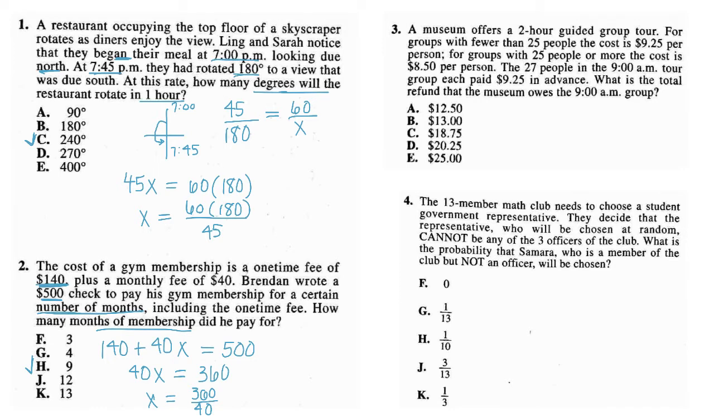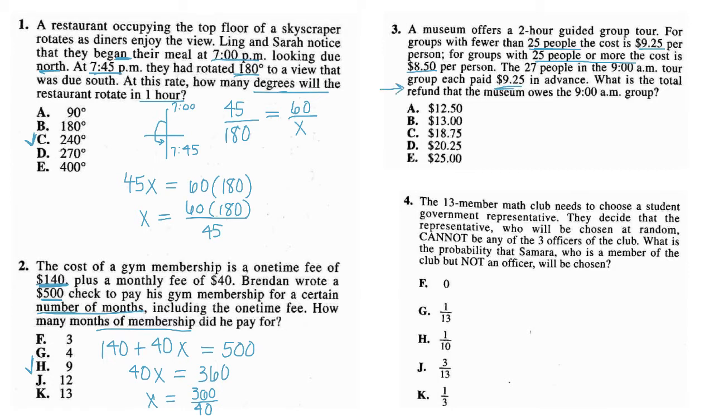Okay, moving on to the next problem. Here, let's see, a museum offers a 2-hour guided tour for groups with fewer than 25 people at a cost of $9.25 per person. For groups with 25 people or more, the cost is $8.50 per person. The 27 people in the 9 a.m. tour group paid $9.25 in advance. What is the total refund?